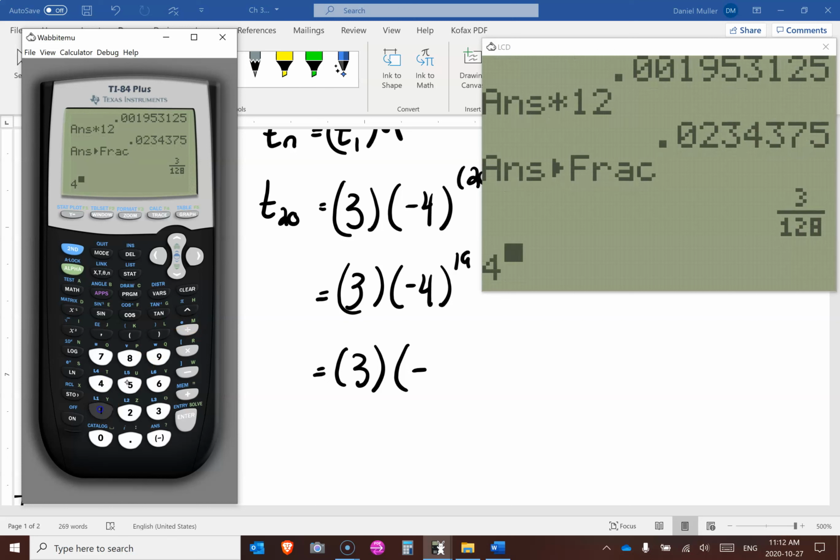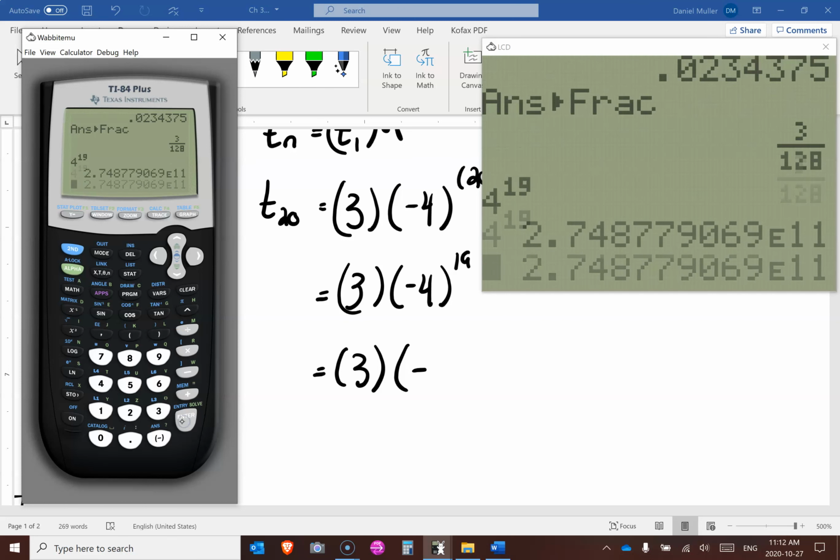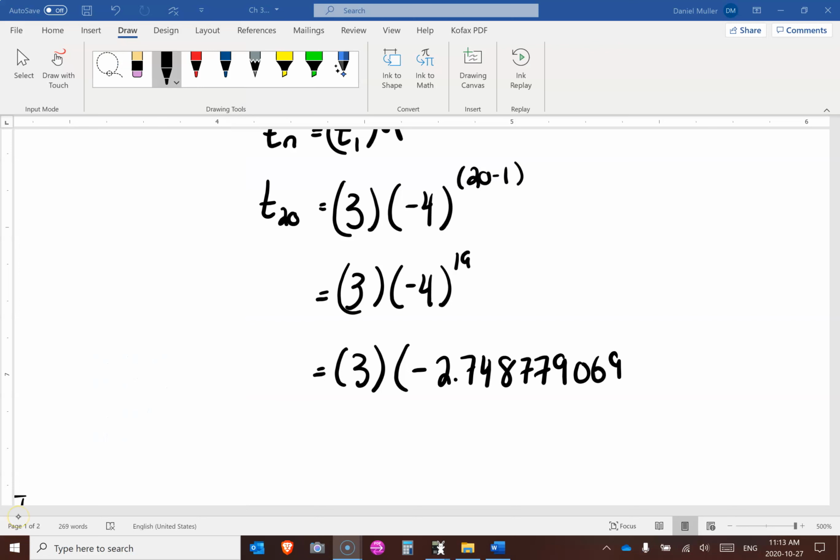So 4 to the power of 19, which is a huge number, where we have 2.7 blah, blah, blah, blah, blah, times 10 to the 11. Okay, so I wrote down the number here, 2 point. Now, it didn't show up negative because I didn't put the negative in, because I already knew the answer was negative. There's 19 negatives. But what's good to keep in mind is that e to the 11, sometimes it shows that. That means it's times 10 to the 11.